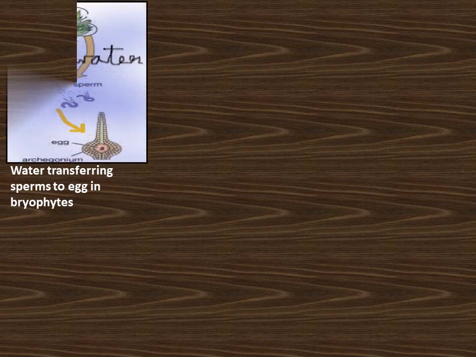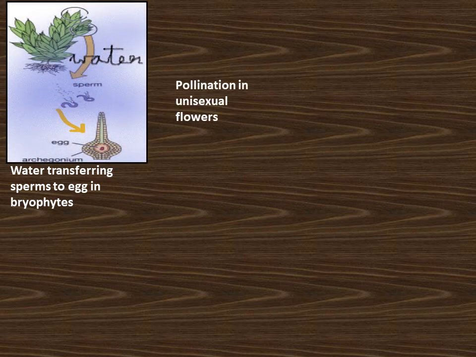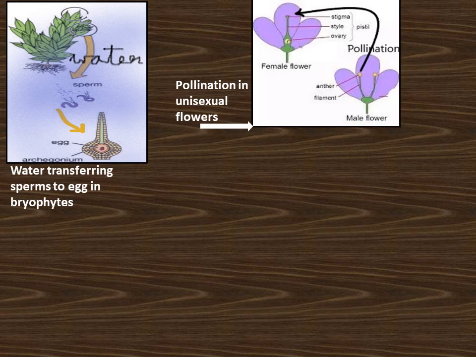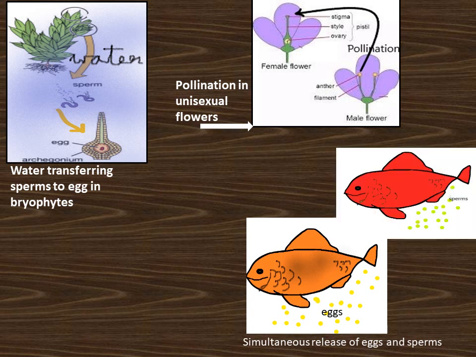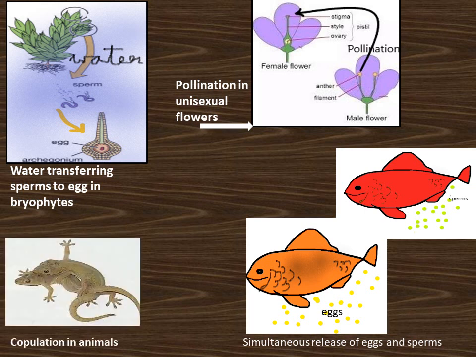Water transferring the sperms to egg in bryophytes. Pollination in unisexual flowers. Simultaneous release of eggs and sperms in fishes. When the female fish lays eggs, at the same time the male lays the sperms on the eggs to get them fertilized. Copulation in animals, as in lizards.